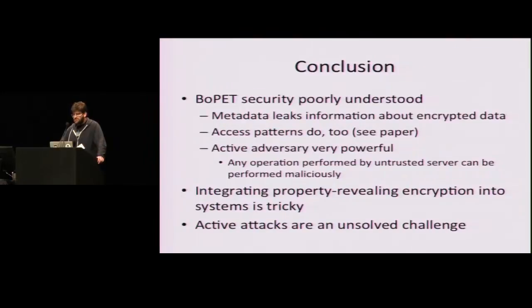So in conclusion, the security of BOPETs is still pretty poorly understood. Metadata in BOPETs can leak information and violate the confidentiality of the encrypted data. Access patterns on the data do as well, but see our paper for this. The active adversary in BOPETs is very powerful, and this is because any operation can be performed maliciously. So you need some kind of way to verify that it's only doing what you want it to do and nothing more. So integrating property revealing encryption into systems to build systems that actually preserve user confidentiality is still pretty tricky. And active attacks on BOPETs are still an unsolved challenge in the literature, so we hope to motivate more research on that as well. I think that's it.